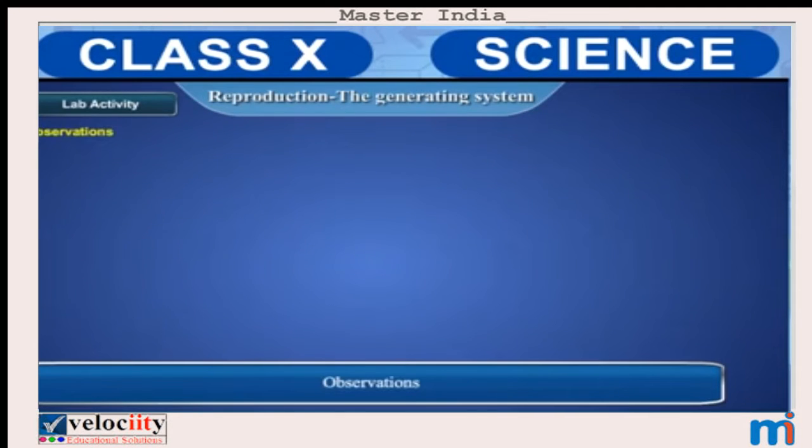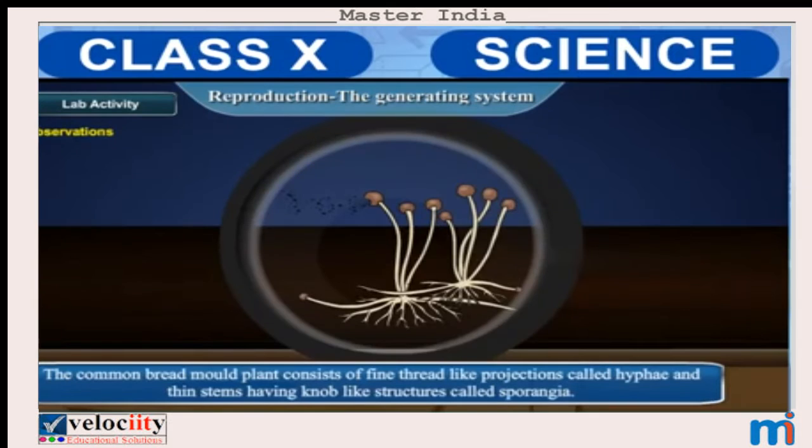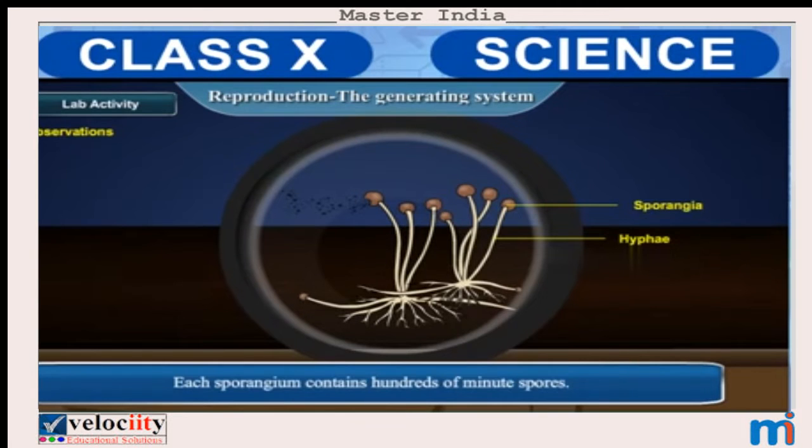Observations. The common bread mould plant consists of fine thread-like projections called hyphae and thin stems having knob-like structures called sporangia. Each sporangium contains hundreds of minute spores.